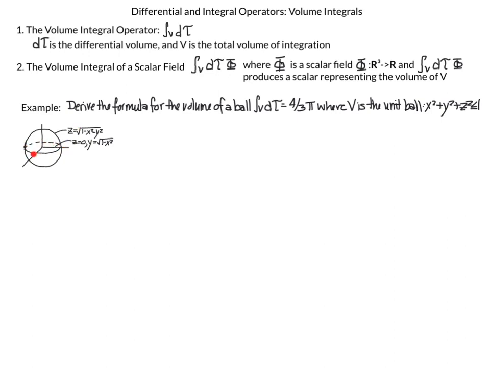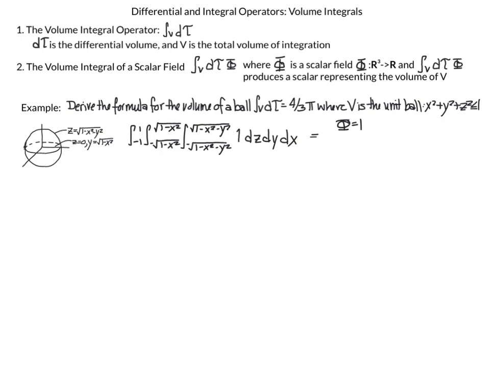In the xy plane, where z is equal to 0, we see that y is related to x as the square root of 1 minus x squared. And again, that should be plus or minus. In this example, we're going to integrate our function 1. So our scalar function in this case, our phi, is equal to 1.